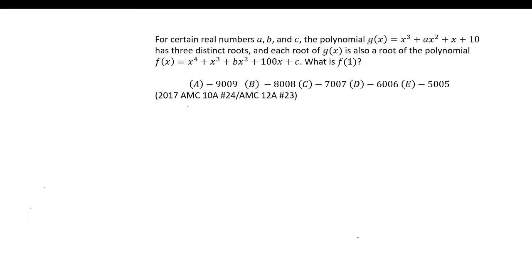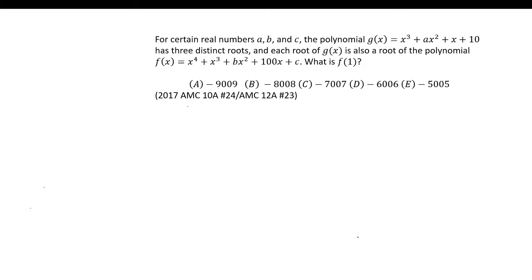In this video, we're going to be exploring the solution of a 2017 AMC 10A problem number 24. It was also in the 2017 AMC 12A problem number 23. For certain real numbers a, b, and c, the polynomial g of x equals x cubed plus ax squared plus x plus 10 has three distinct roots, and each root of g of x is also a root of the polynomial f of x. What is f of 1?